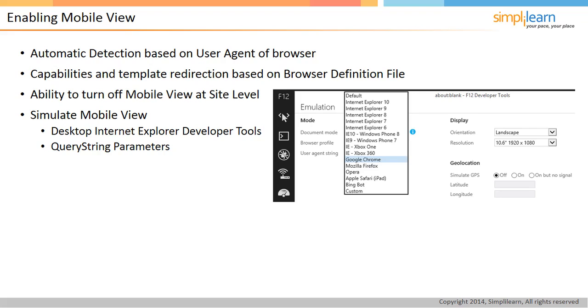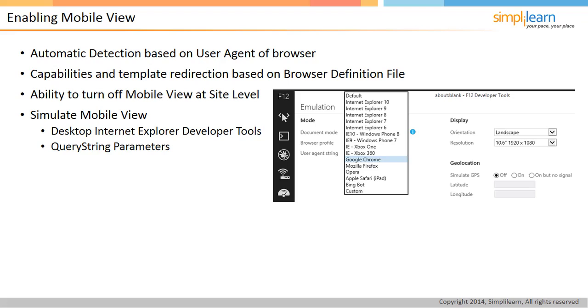If you wish to see what the mobile view of a site or page looks like, but do not have a mobile to test it out, you can simulate the mobile view on a desktop browser as well. There are two ways this can be done.